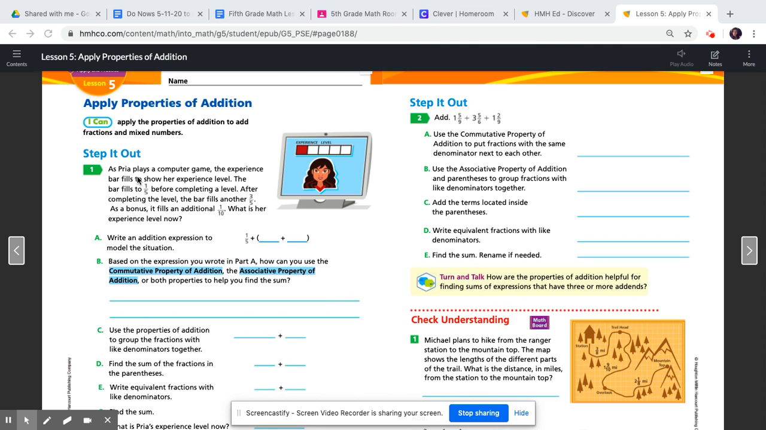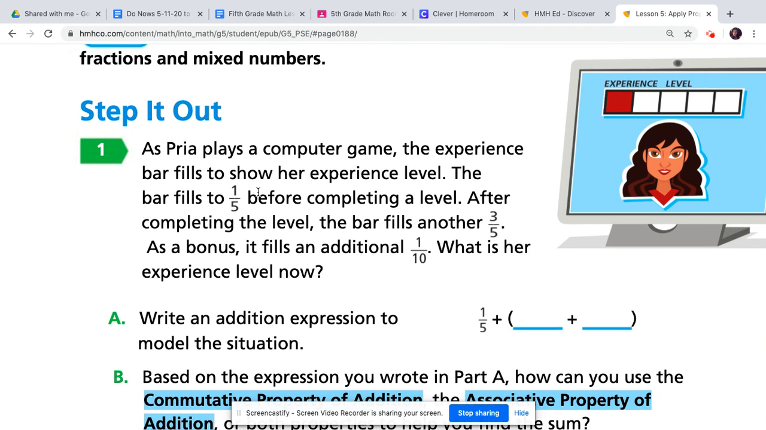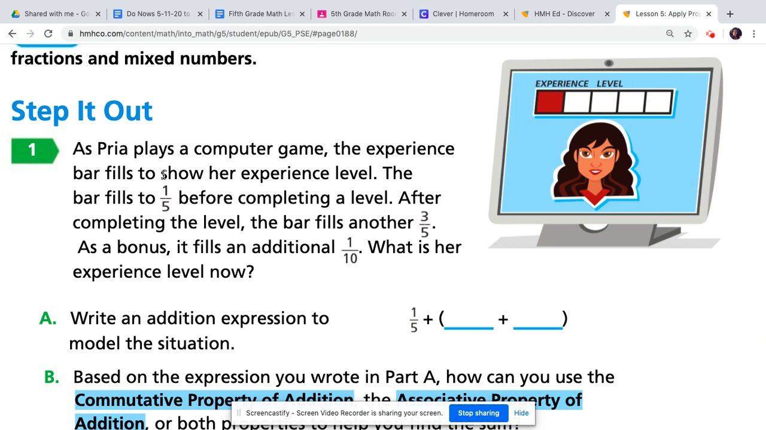So on page 167 for the Step It Out, we have Priya. She's playing a computer game and the experience bar fills to show her experience level. So this is her experience bar, and every time she completes a level, it starts filling in. The bar fills to 1/5 before completing a level. After completing the level, the bar fills up with another 3/5. As a bonus, it fills an additional 1/10. What is her experience level now?